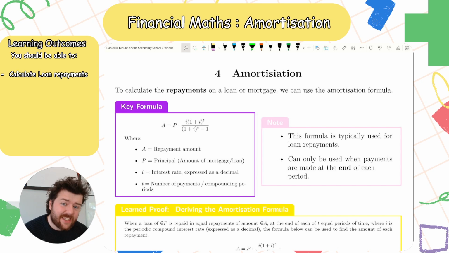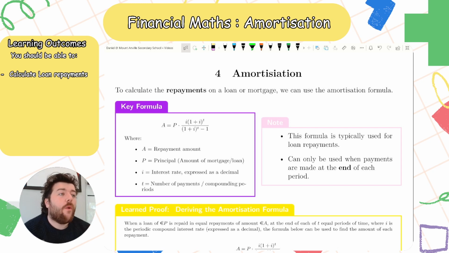Hello everybody. Okay, so in this video we're just looking at amortization. And what is amortization? Amortization just means repayments. We can use a formula called the amortization formula, and it tells us how much a repayment needs to be for a loan or a mortgage.